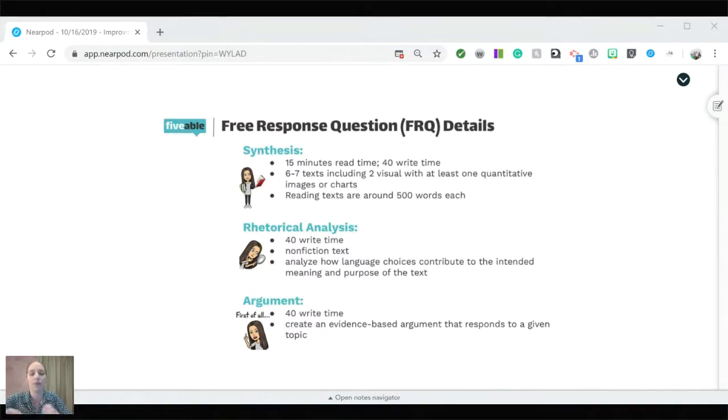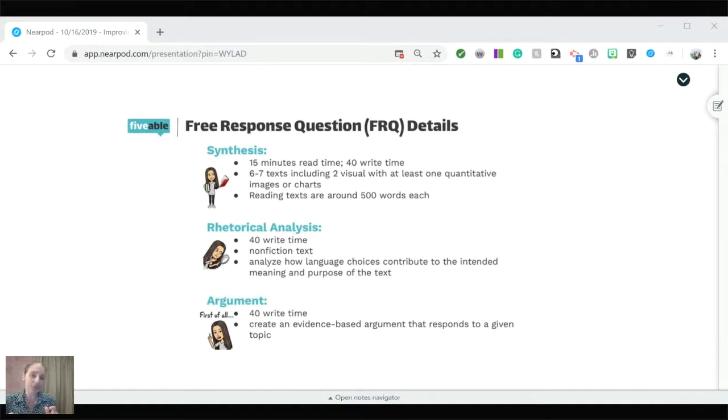Rhetorical analysis. Again, 40 minutes write time, and you're looking at a nonfiction text. You are going to analyze those language choices and how they contribute to the meaning and the purpose of the text. And then argument is a 40-minute write time. Now, this one I would caution you on, and we're going to look at what those expectations are in just a minute. I would caution you on the argument, because sometimes we become very emotional and very passionate about our argument and our claims, and we go off, or our logic falls by the wayside. So when we do our mini series on argument, you should definitely be a part of that, because we're going to look at some great strategies on it as well.